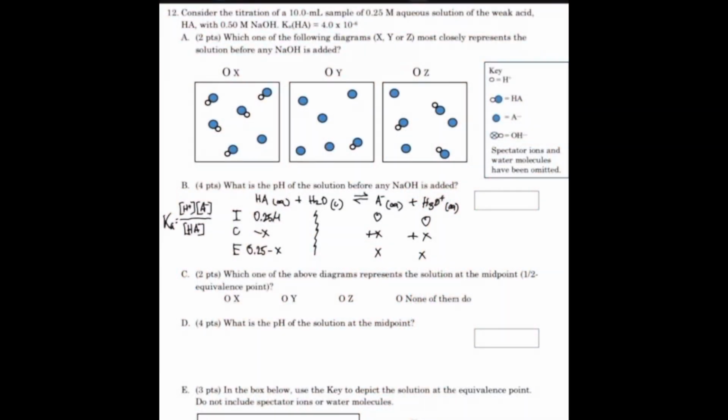So, I'll be solving this acids and bases problem. Let's get started. In this problem, you're titrating a 10 mL sample of a 0.25 molar weak acid solution with 0.5 molar of a strong base, NaOH. For part A, it asks which of the diagrams most closely represents the solution before any of the strong base is added.